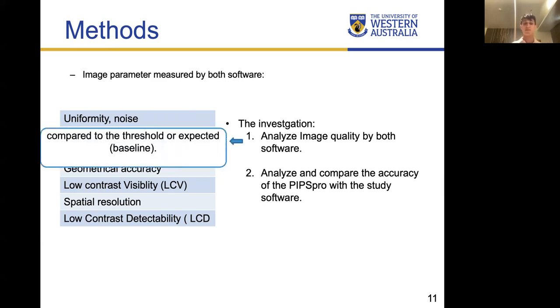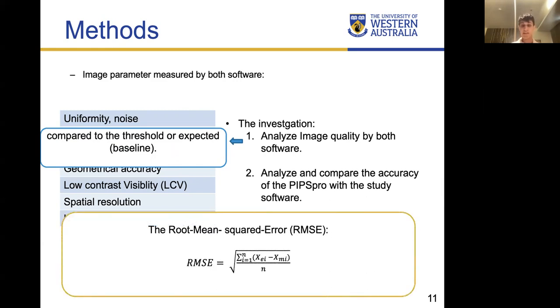The first part is done by comparing the results of the two software to a threshold or expected value. For the second part, as the result of the image parameter is a series of numerical values that need to be compared against the theoretical or expected value, we use the root mean square error.